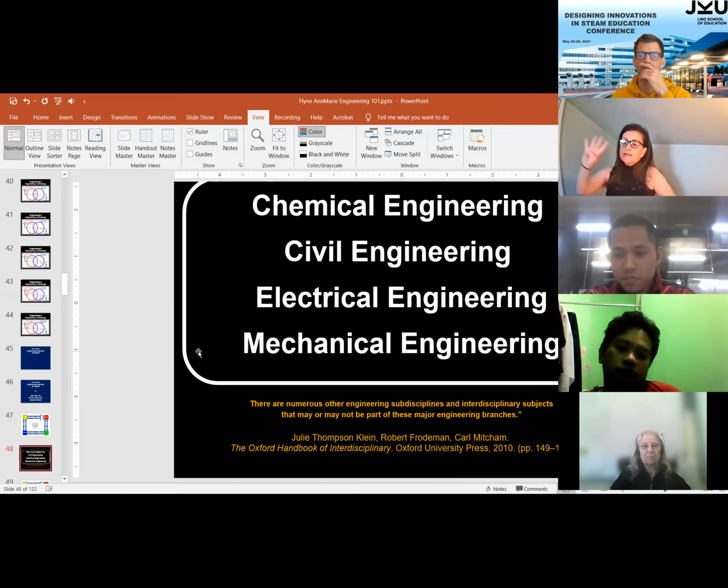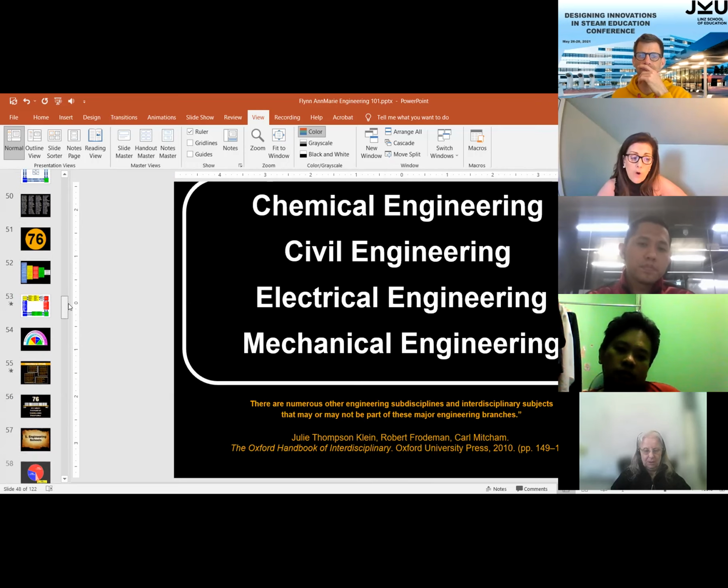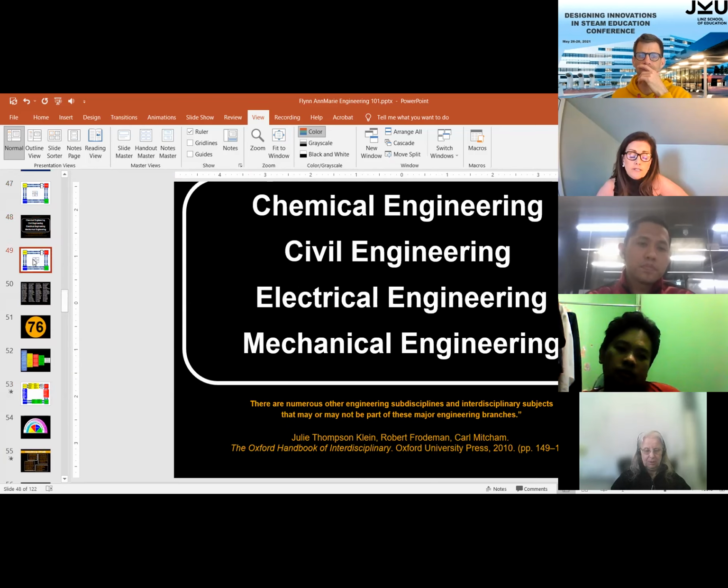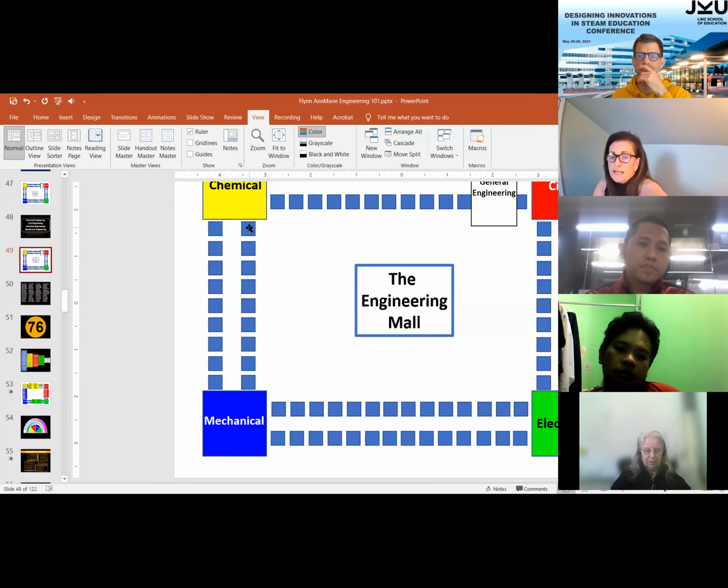The reality is there are four anchor engineerings: chemical, civil, electrical, and mechanical. It's not me that says it. It's the Oxford Dictionary of Interdisciplinary. There are four anchor engineerings. So if there are four anchor engineerings, why don't we just put them on the corners? Chemical, civil, electrical, and mechanical.